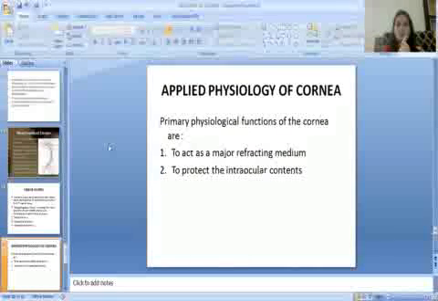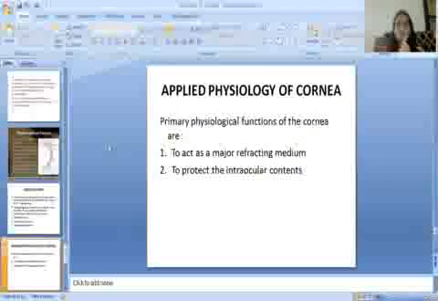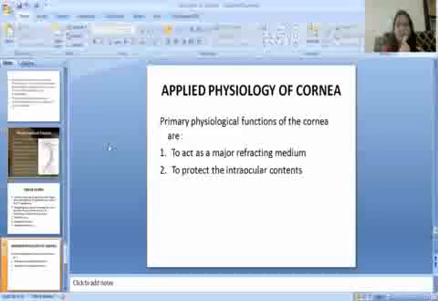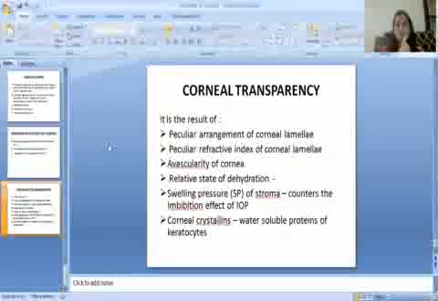Then the applied physiology of the cornea. Primary physiological functions of the cornea are to act as a major refractive medium and to protect the intraocular contents. Then the last point is corneal transparency.